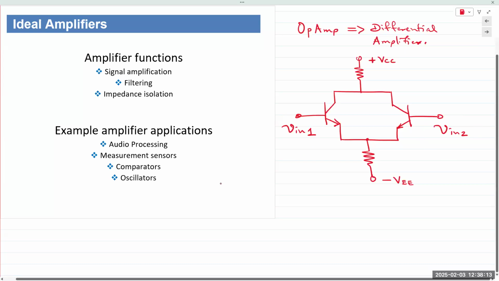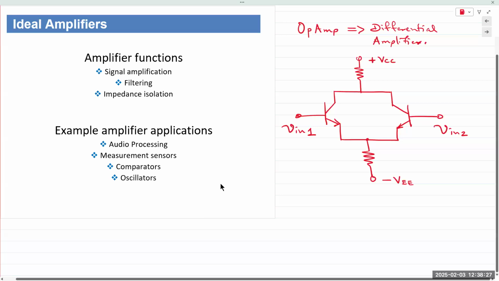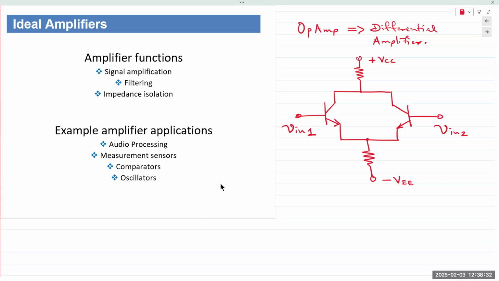Some of the most common applications of this kind of circuit is, as I stated here, signal amplification. We can use it as active filters. Remember the filtering applications of a capacitor and an inductor, which you haven't studied in 201. We can add those capacitors to this op-amp circuit and create a different kind of filter known as active filters. And then we can use them for impedance isolation.